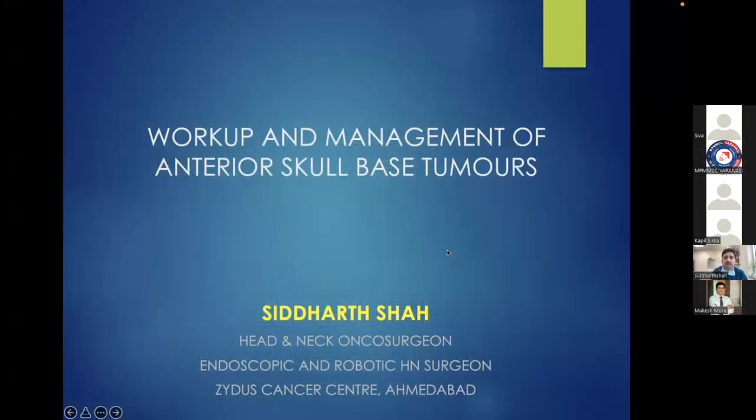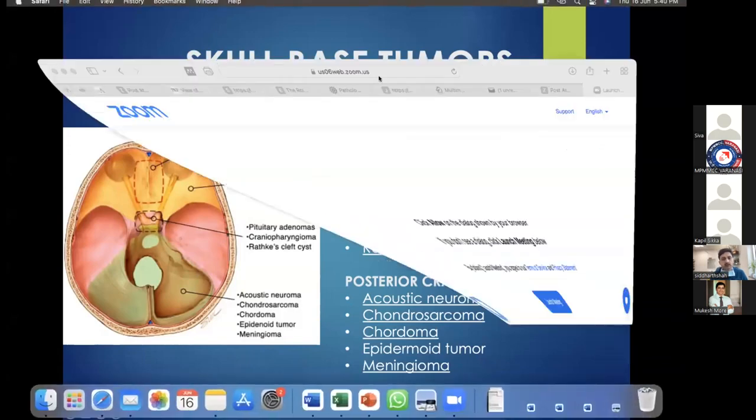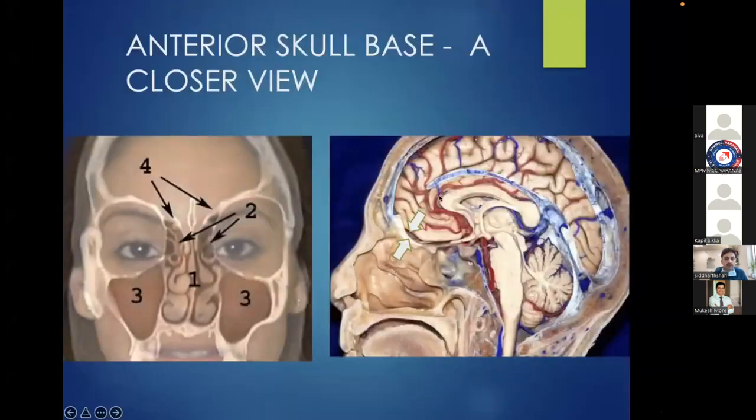Management of anterior skull base tumors. The entire skull base has been divided into anterior, middle, and posterior, and the most common lesions that affect the anterior skull base either arise from the brain side, or from the olfactory epithelium in between, or from the nasal and the sinus sides. So practically this entire area has tumors which can arise from the intracranial cavity, the junction between the nose and the cranium, that is the cribriform region, and the paranasal sinus or the nasal cavity.